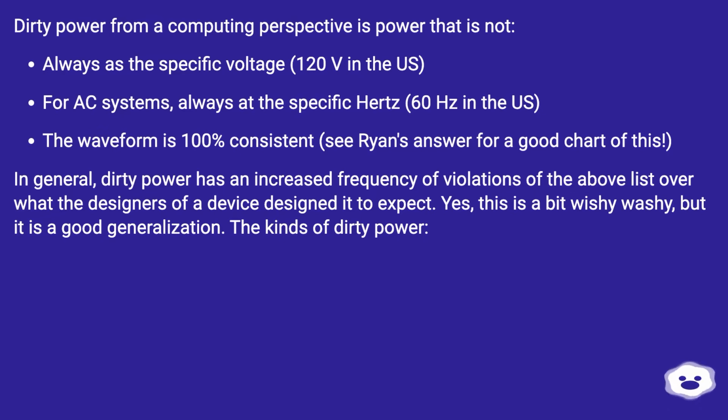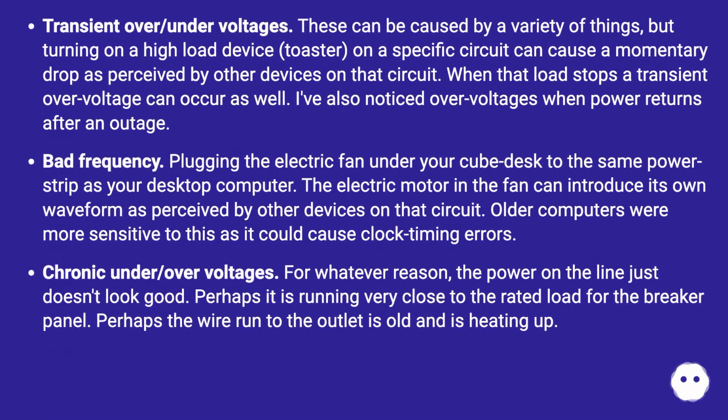The kinds of dirty power. Transient over/under voltages. These can be caused by a variety of things, but turning on a high-load device, like a toaster, on a specific circuit can cause a momentary drop as perceived by other devices on that circuit. When that load stops, a transient overvoltage can occur as well. I've also noticed overvoltages when power returns after an outage.